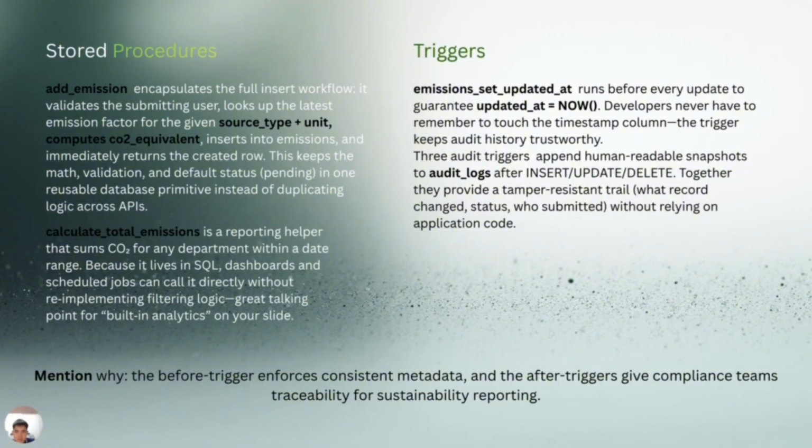At the data level, I use stored procedures and triggers to keep data logic consistent. The add emission procedure, given user input, looks up the latest emission factor, calculates CO2, and inserts into the emission table in one step. A set of triggers updates the updated-at timestamp and writes entries into the audit log table whenever records are inserted, updated, or deleted, giving us a clear change history.